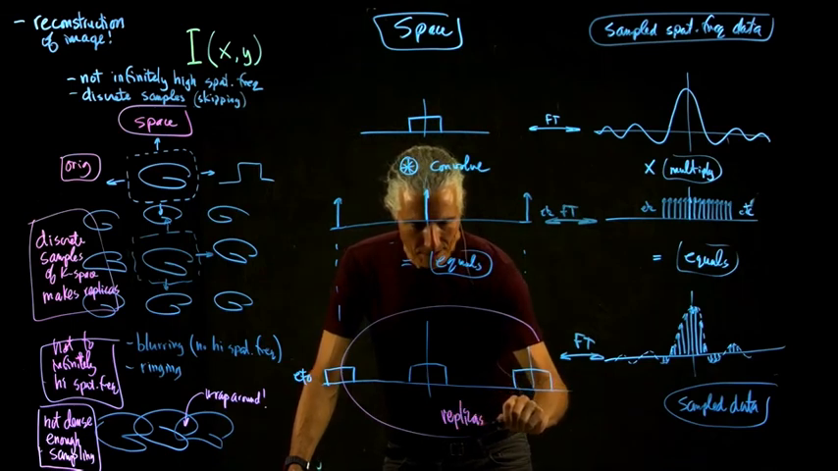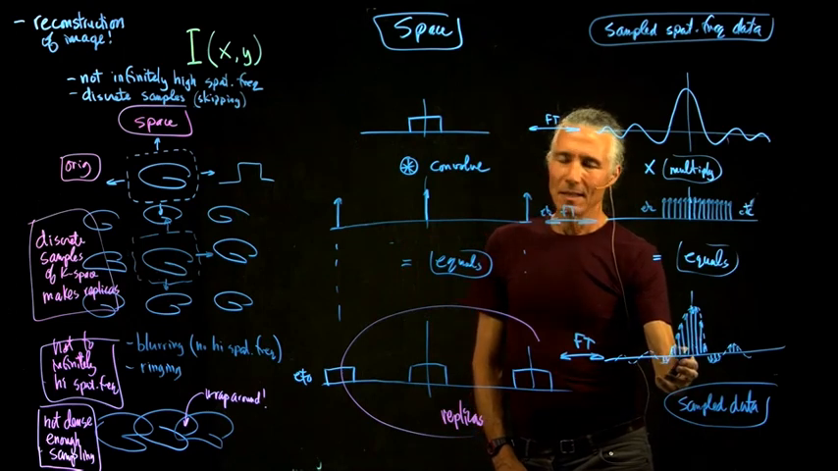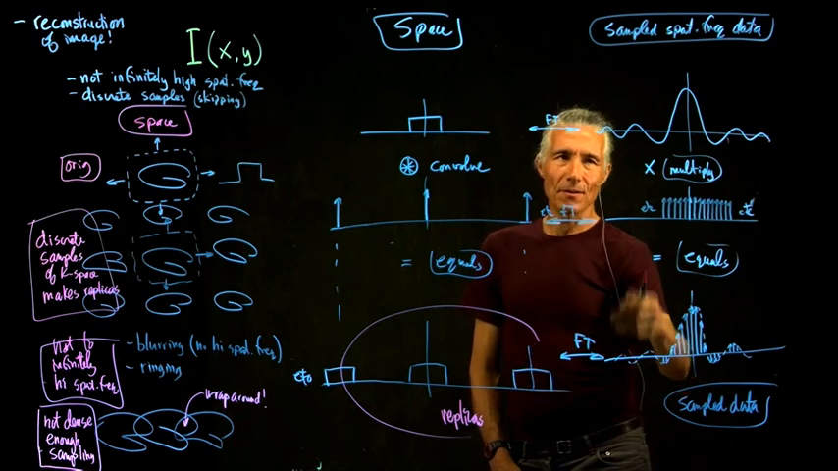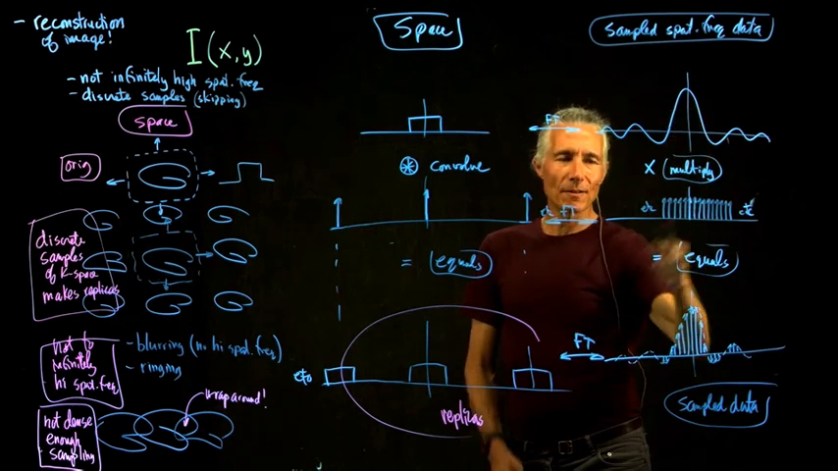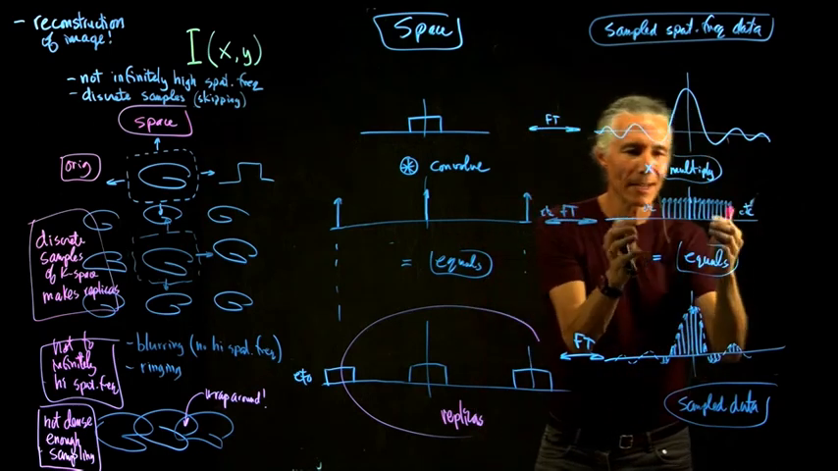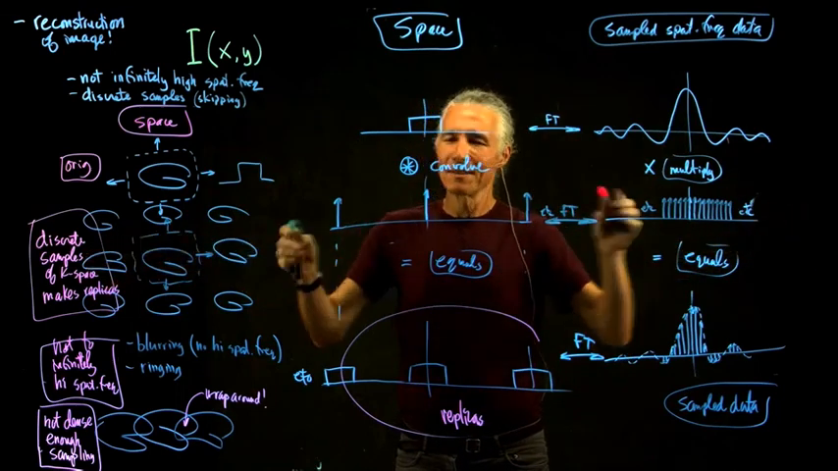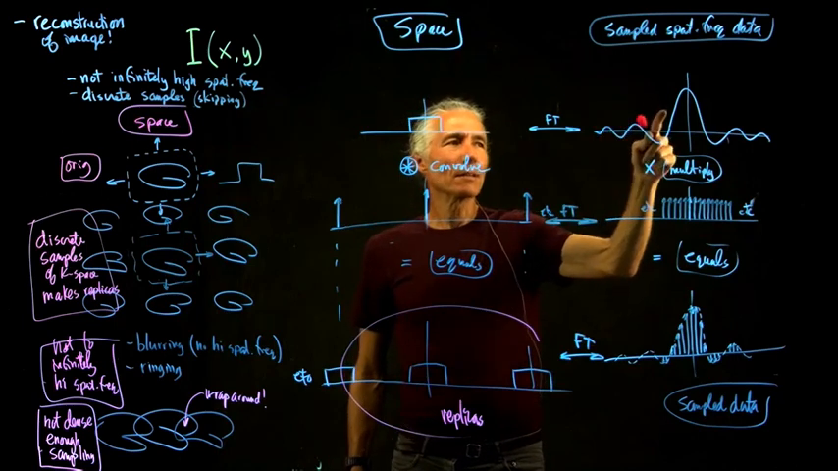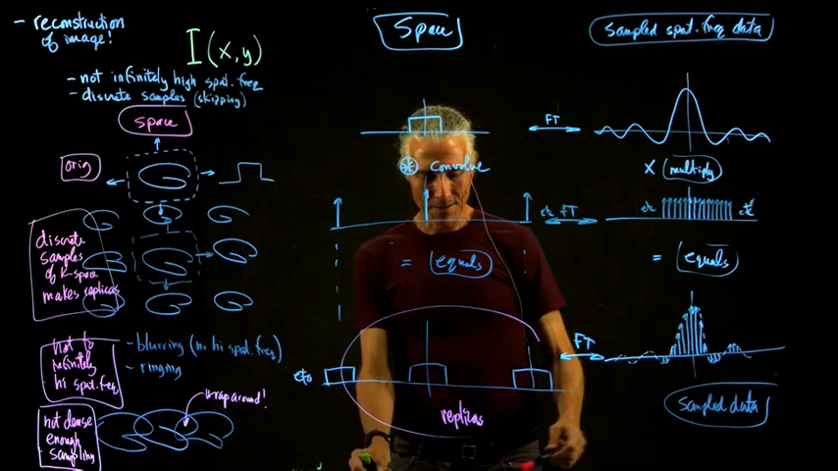We get replicas when we take sampled data like this and inverse Fourier transform it, that aren't there if we have infinitely fine sampling. You can think of it like this: if you scrunch these together more and more, the replicas will eventually go out further and further until there's only one. So that's the original case when we're sampling infinitely finely.